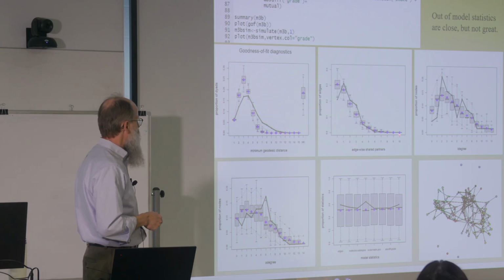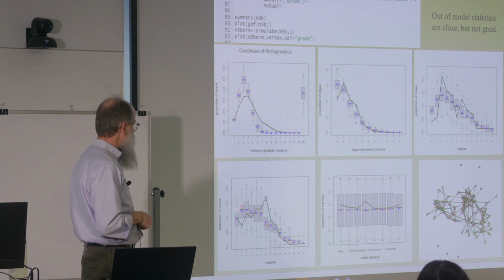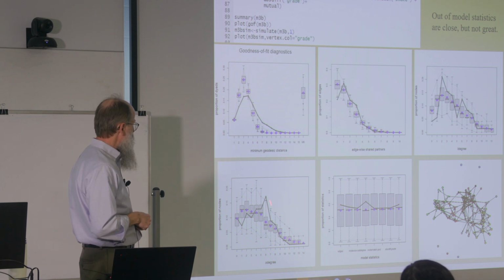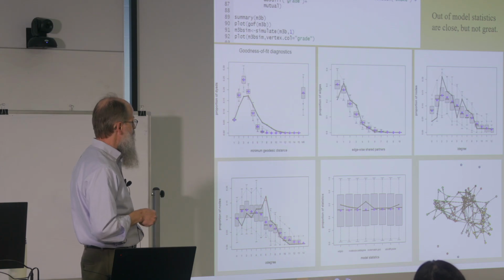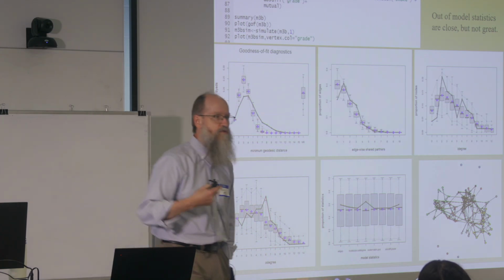We can see that I've fit the number of triads in the model pretty well. The in-degree distribution I fit pretty well. The out-degree I fit pretty well. Not great. There's a bump here, and there's a bump here that I haven't hit right, but there are issues that I can play with.